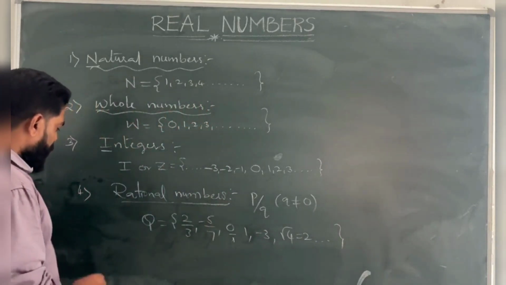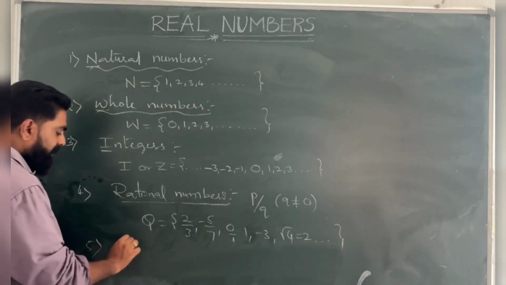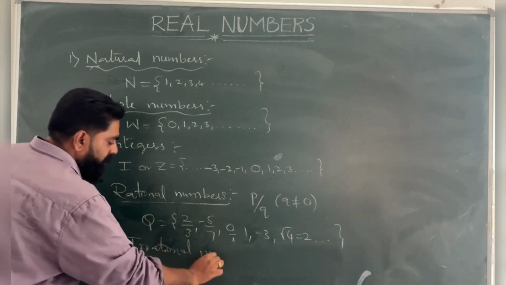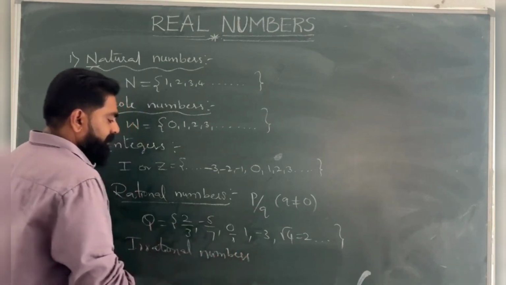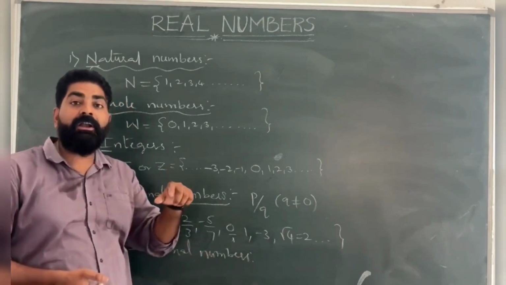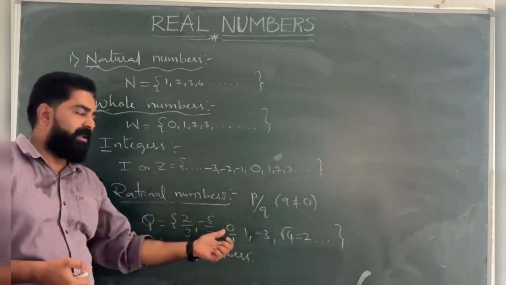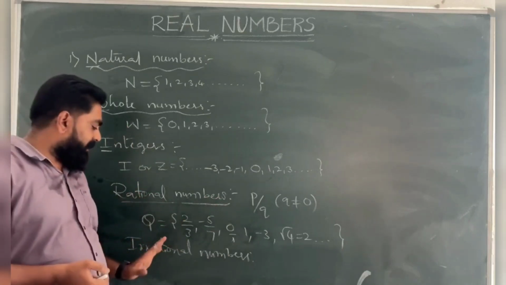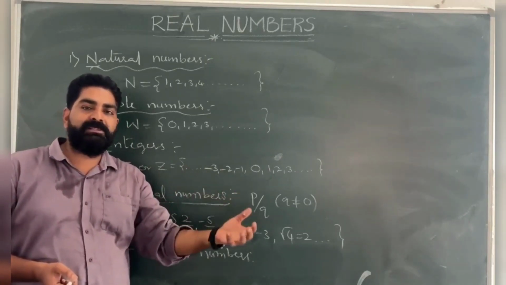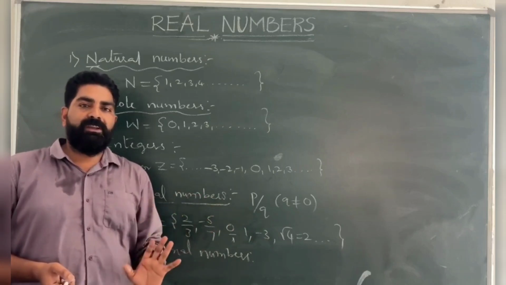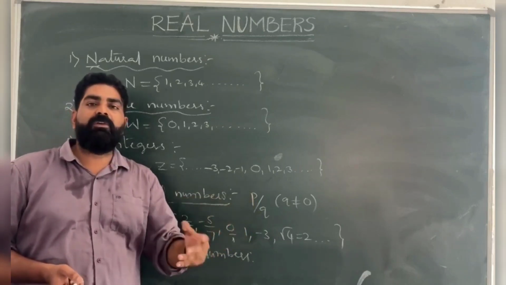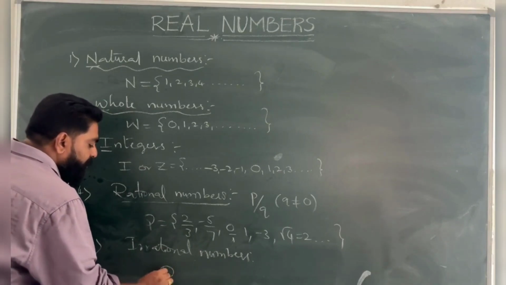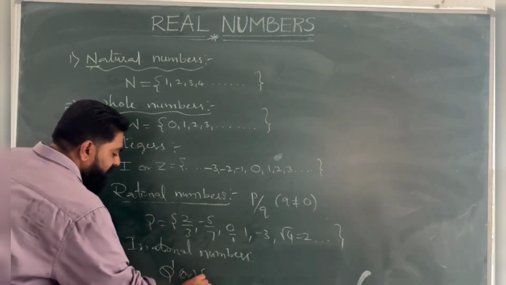The fifth one is the irrational numbers. What are irrational numbers? The numbers which can't be expressed in the form of p by q are called irrational numbers. Once again, the numbers which can't be expressed in the form of p by q, where p, q are integers and q is not equal to 0, are called irrational numbers. It is denoted by Q dash or S.